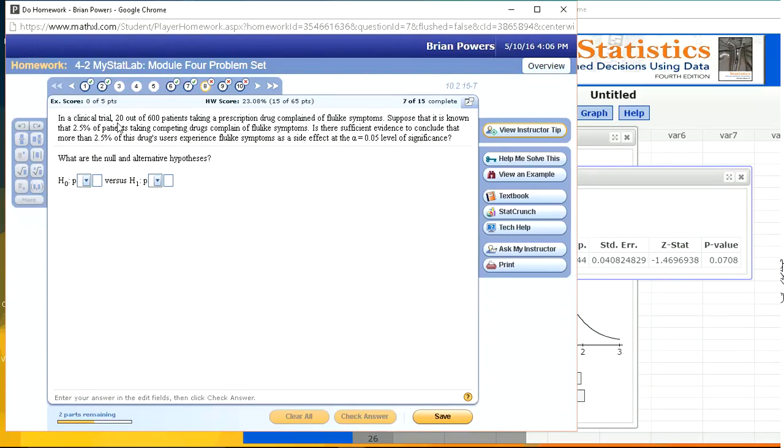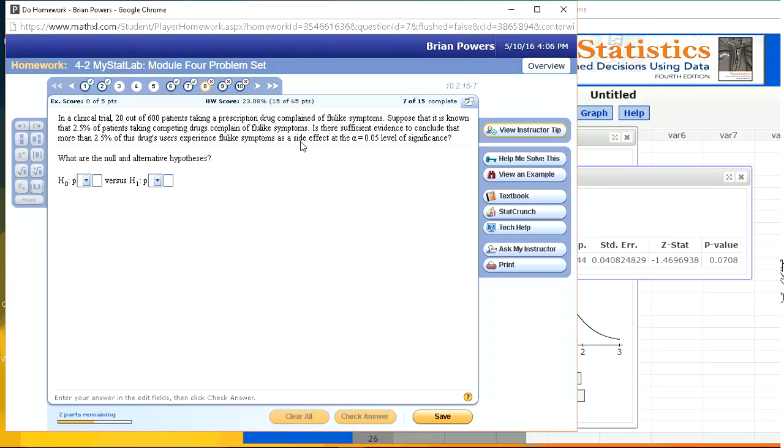In a clinical trial, 20 out of 600 patients who took a prescription drug complained of flu-like symptoms. Suppose it's known that 2.5% of patients taking a competing drug complain. Is there sufficient evidence to conclude that more than 2.5% of this drug's users experience flu-like symptoms?